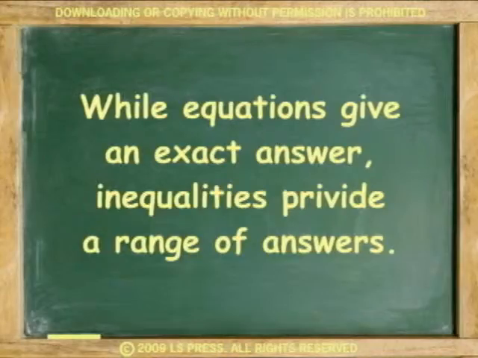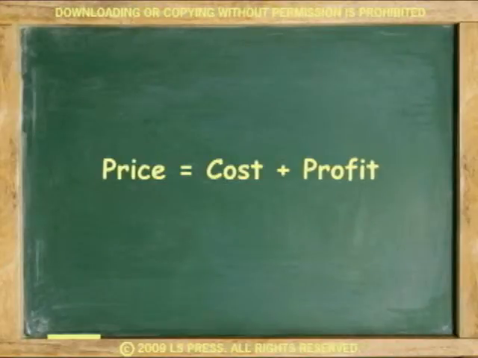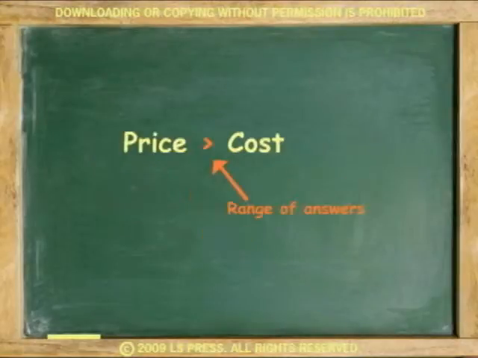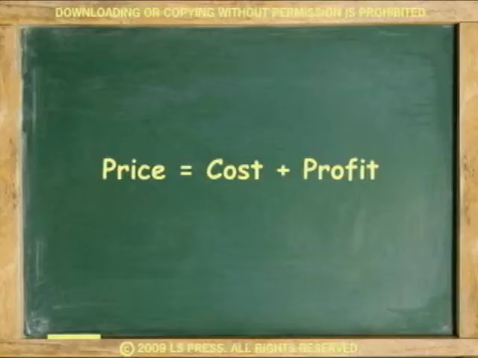Unlike equations, inequalities do not provide an exact answer to a problem. Inequalities instead tell us that a solution could be one number, any number within a set of numbers. For example, in an equation we are looking for an exact answer. For inequalities, we're not. An equation may say price equals cost plus profit.